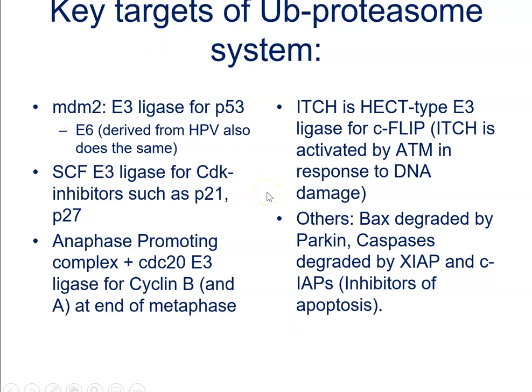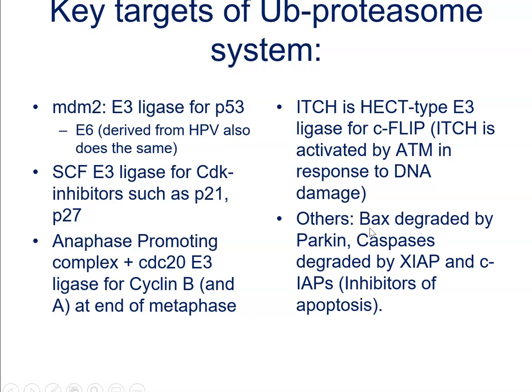I'll just do a quick reminder of the key targets of the ubiquitin proteasome system. MDM2 is the E3 ligase for p53. E6, which is derived from human papillomavirus, also does the same thing. It degrades p53. SCF is the E3 ligase for cyclin-dependent kinase inhibitors such as p21. We've got the Anaphase-Promoting Complex, which is the E3 ligase complex for Cyclin B and Cyclin A. We've got ITCH, which is the E3 ligase for C-FLIP, and that's activated in response to DNA damage. And then we've got a whole bunch of others.